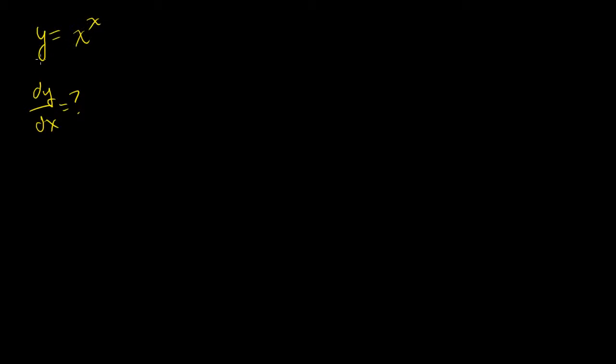And the trick here is really just to take the natural log of both sides of this equation. And this is going to build up to what we're going to do later in this video. So if you take the natural log of both sides of this equation, you get the natural log of y is equal to the natural log of x to the x. Now our power rules, or I guess our natural log rules, say, look, if I'm taking the natural log of something to the something, I can rewrite the natural log of x to the x as being equal to x times the natural log of x.